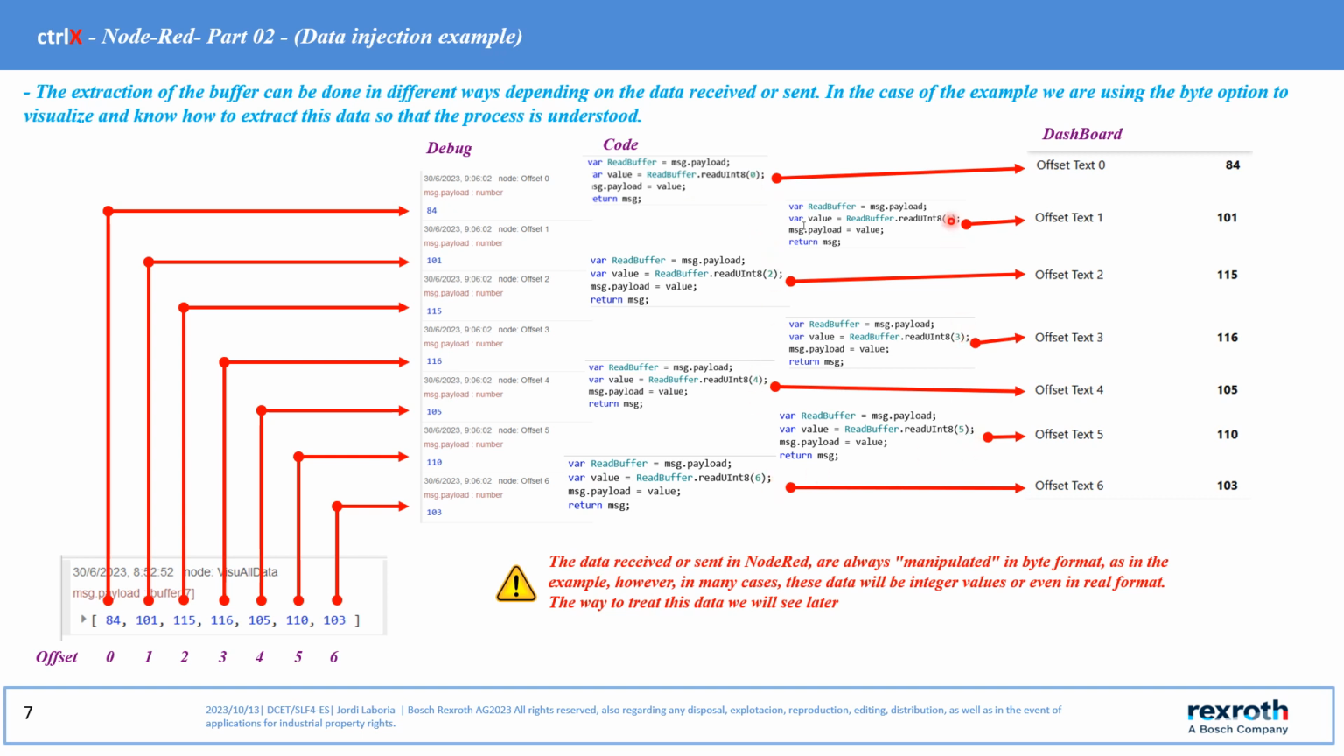It is very important to keep in mind that data of this type are always manipulated in byte format, and although in this example this does not have any importance, it must be taken into account if the data are part of a structure in Word format or even in real format, since obviously they will be affected, as we will see later in the examples for sending and receiving data from the XM.